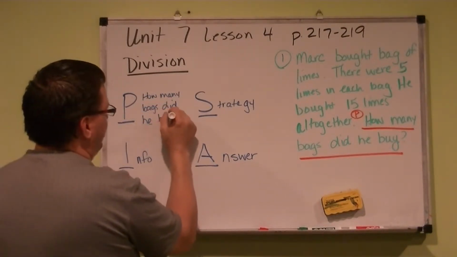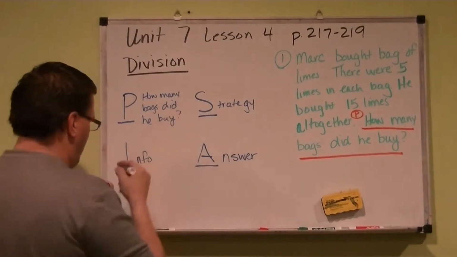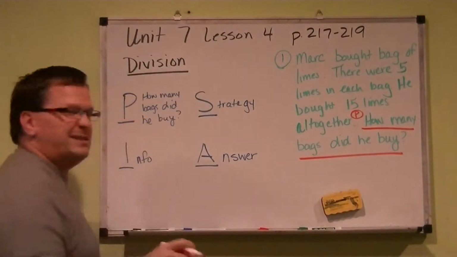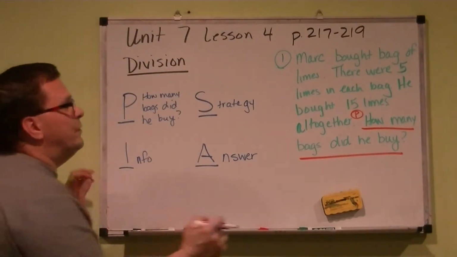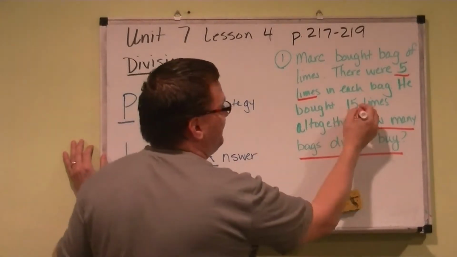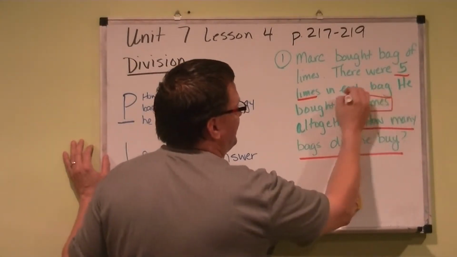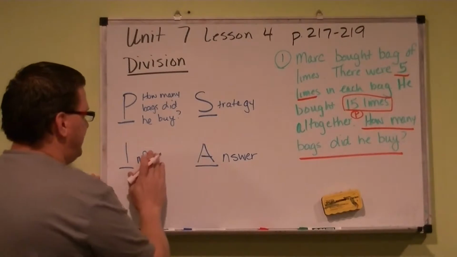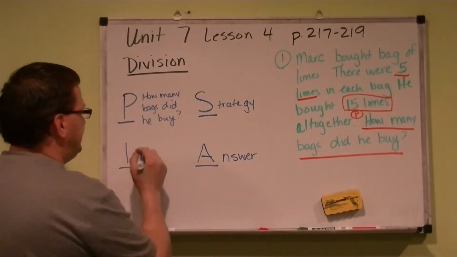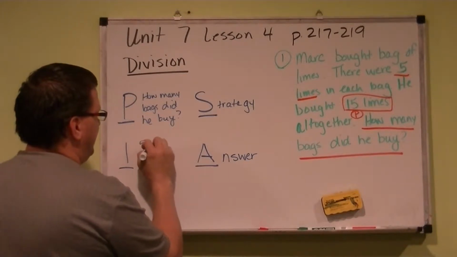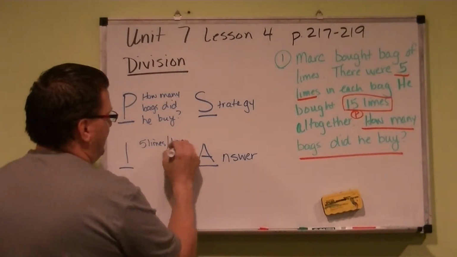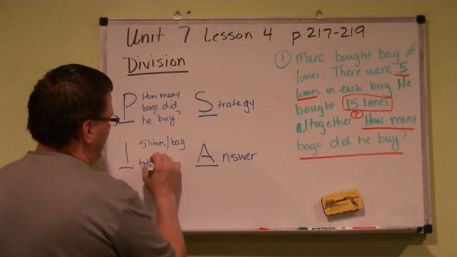And then we want to look for any information we have inside the problem, and basically look for numbers. That's what you're looking for. There were 5 limes and there's 15 limes. So those are 2 numbers. So now instead of having info, we have there were 5 limes in each bag. I'm going to say each bag. And there are a total of 15 limes.